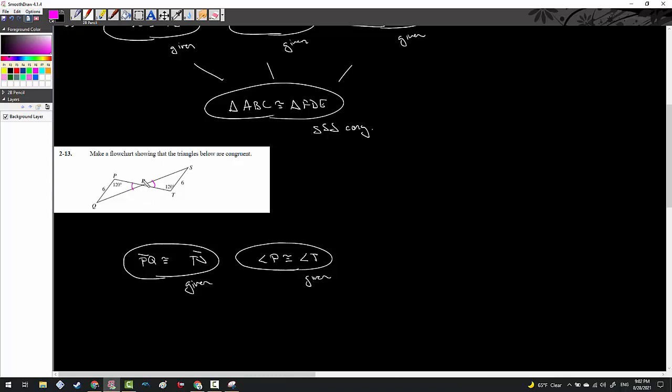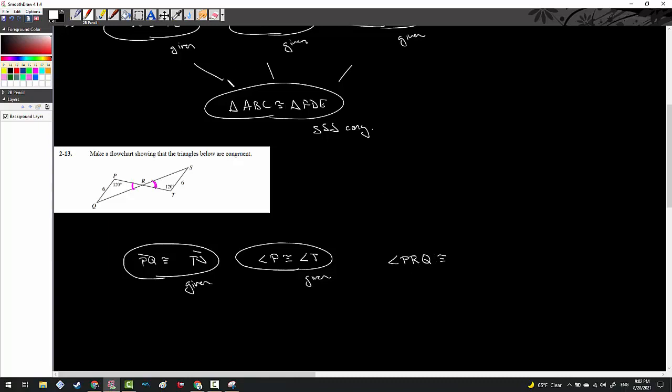Now, here's the problem: angle R, I can't just call him angle R, because which angle R am I talking about? The left angle R, the right angle R, the top angle R, or the bottom angle R? Angle R is a pretty vague term. So we want to make sure that we structure our answer so that we know what angle we're definitely getting. So here's what I'm going to do. I'm going to call the left angle angle PRQ.